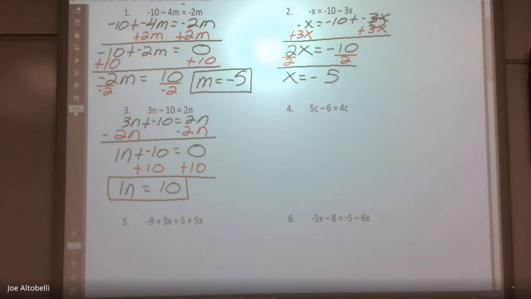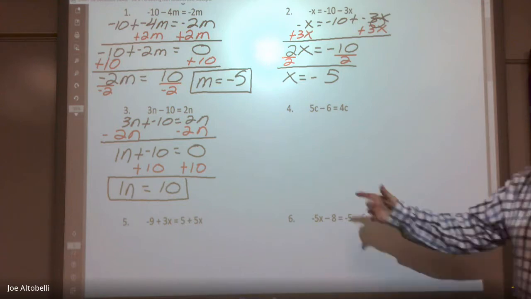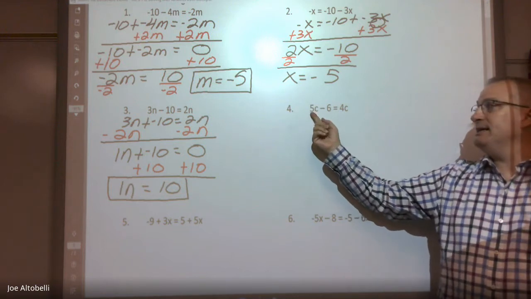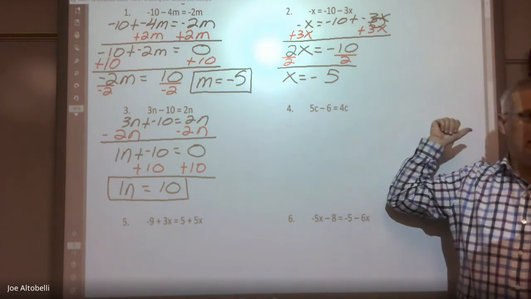All right, number 4. First, combine any like terms that I have. I don't have any like terms that are on the same side. The 5c is on one side, the 4c is on the other.